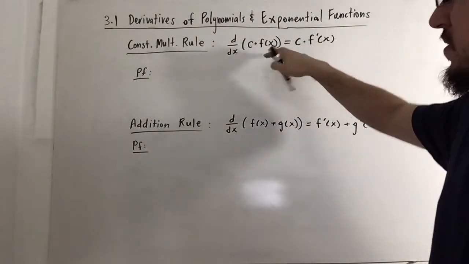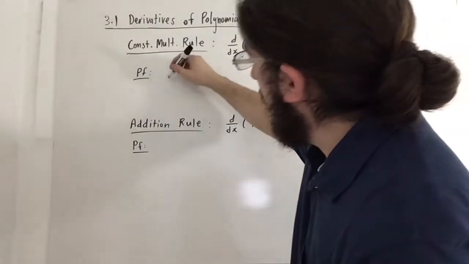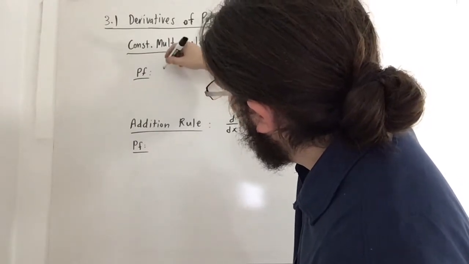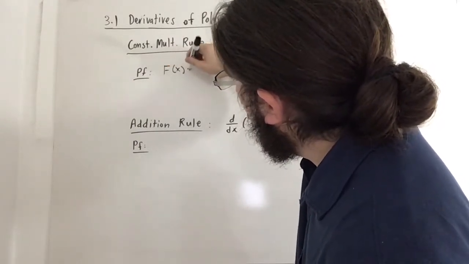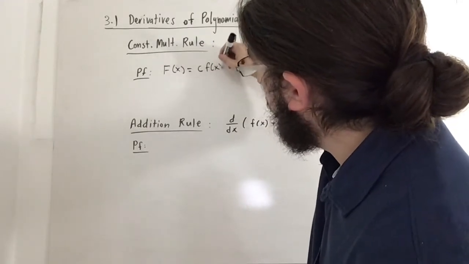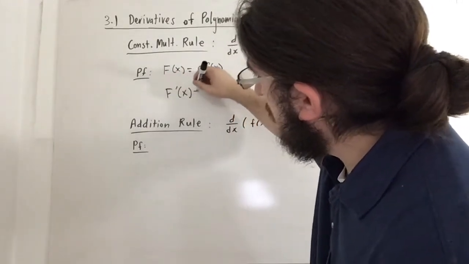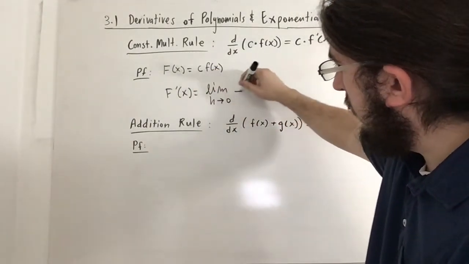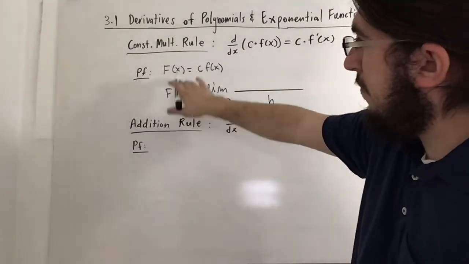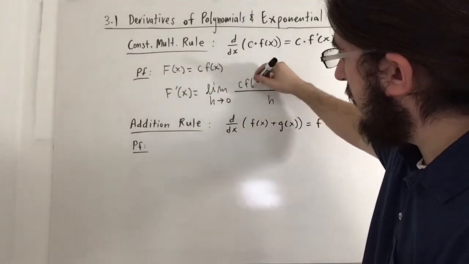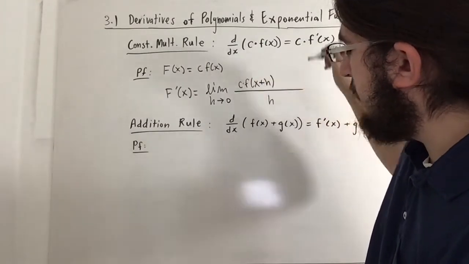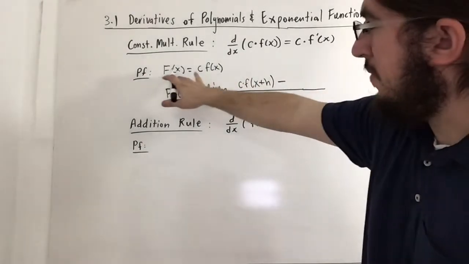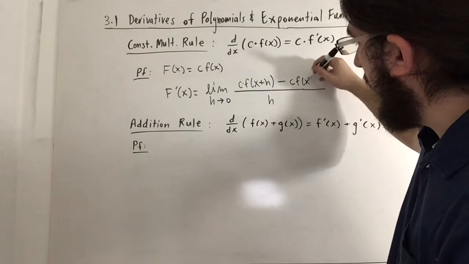So first off, for derivative of c times f of x, well, if our function, let's call it capital F of x, is equal to c times f of x, then capital F prime of x is equal to what? It's equal to the limit as h goes to 0 of all over h, capital F of x plus h, which is c times f of x plus h. My mistake. Minus capital F of x, which is just c times f of x.